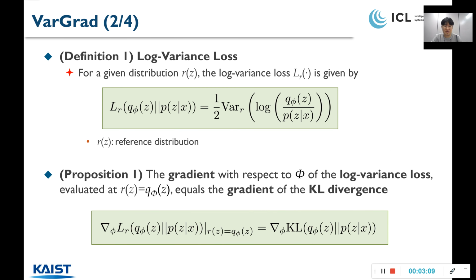This slide shows the relationship between log variance loss and the gradient of the KL divergence. For a given distribution, the log variance loss is defined as shown here. Proposition 1 states that the gradient with respect to phi of the log variance loss equals the gradient of the KL divergence. It implies that we can estimate the gradient of the KL divergence by estimating the gradient of log variance loss.